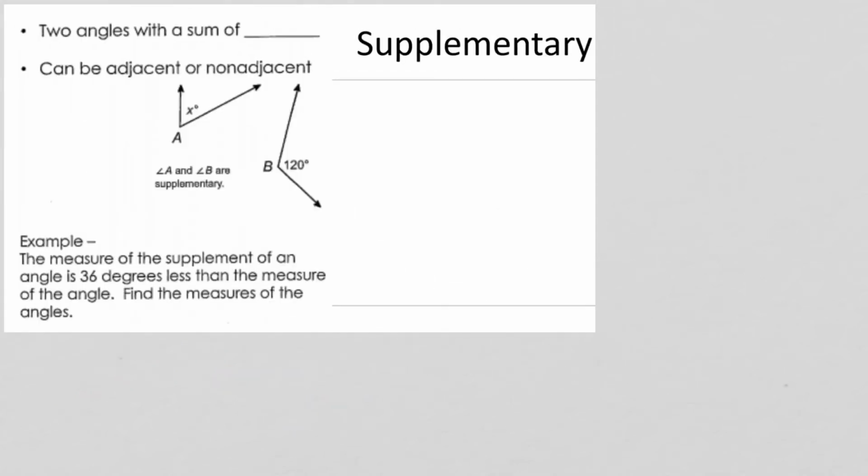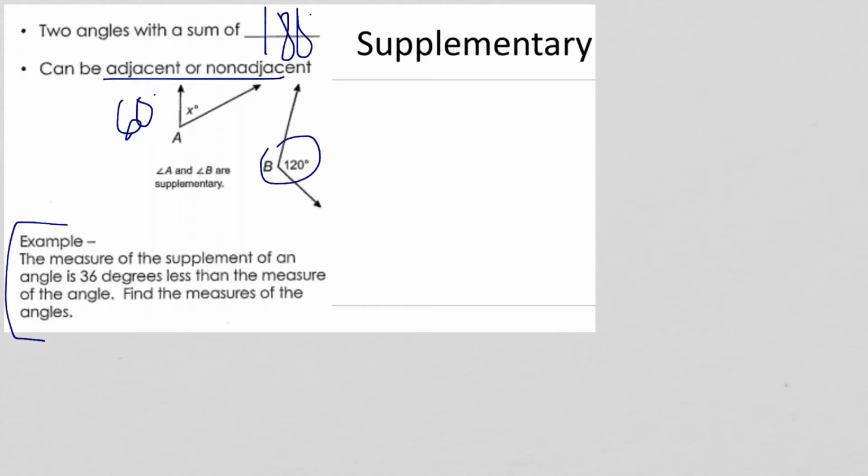Okay, another pair relationship is called supplementary angles. Two angles with a sum of 180. Two angles that add up to 180. They can be adjacent or non-adjacent. So here, what's left from 120 degrees from 180? 60 degrees.